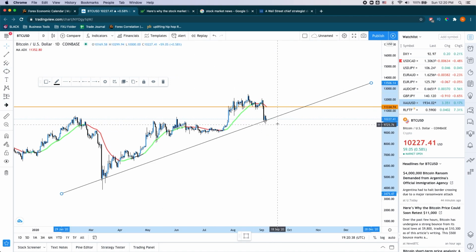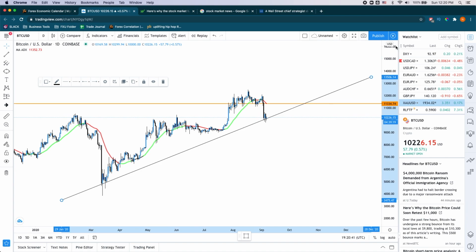So look at this. We're at a major support area. It could continue to go up, but Bitcoin is very volatile, so I wouldn't risk it.